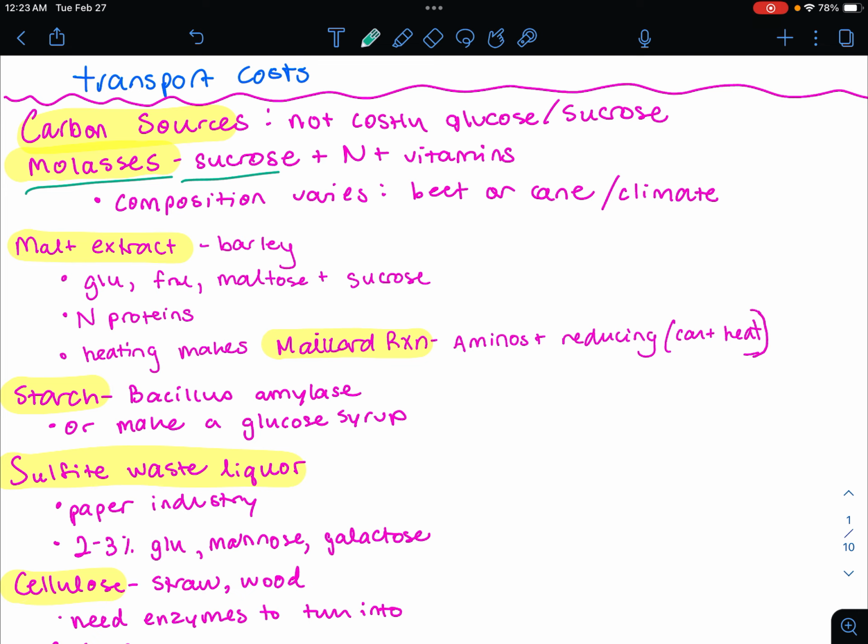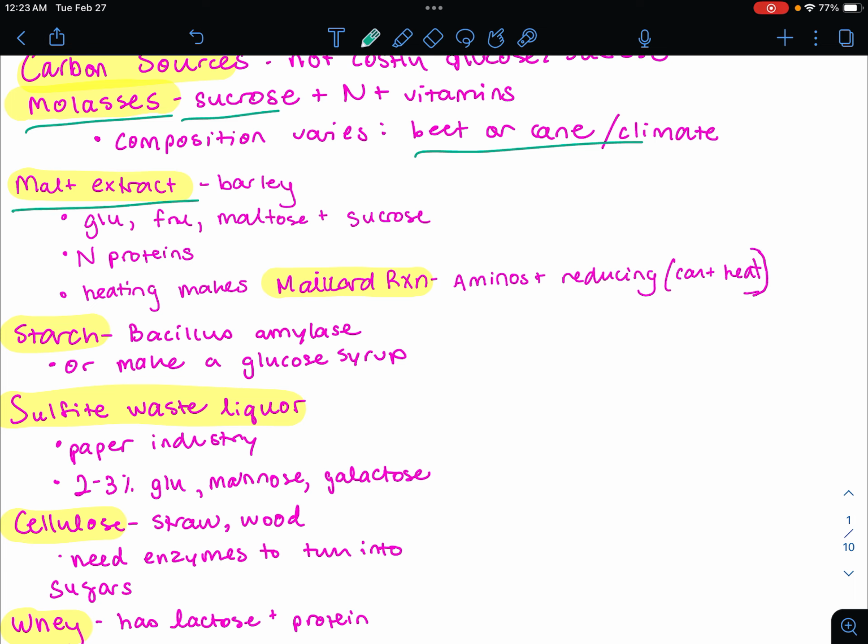You could have different compositions of molasses, so it'll vary on the source. You could have beet or cane molasses, and it's also going to vary on the climate. The other option as a carbon source you could use is malt extract. This is from malted barley.